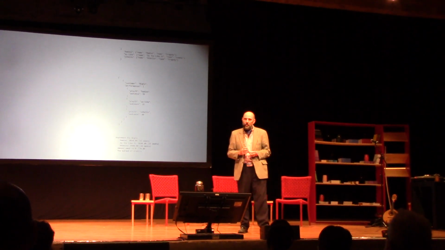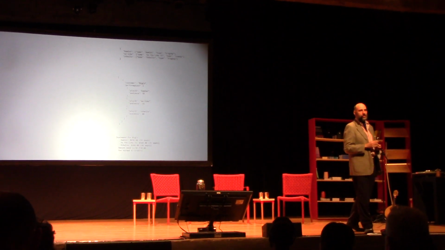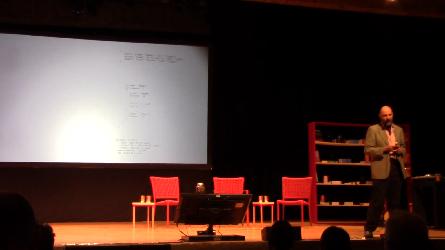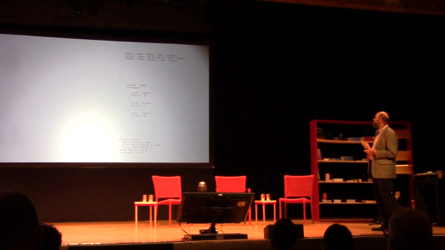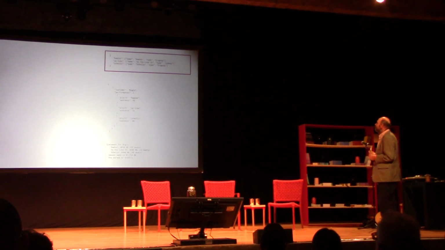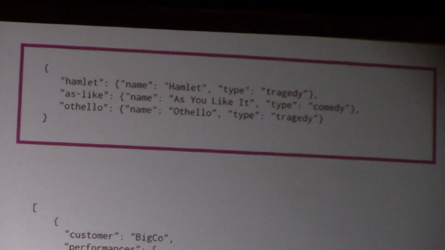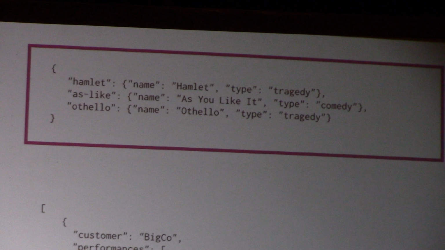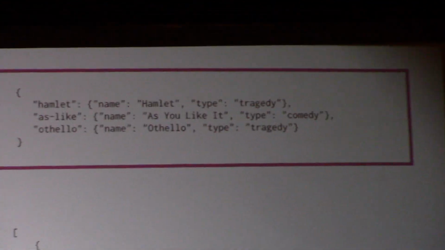And the data that they capture for this, the input data for the program, is based on JSON data structures. So this very first one here describes the various plays that they have. And hopefully, as you can see, it describes the title of the play and whether the play is a tragedy or a comedy. Because they do two kinds of plays, tragedies and comedies, because it's Shakespeare, right?